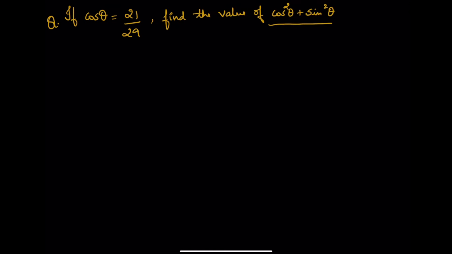In this video, let us try to solve few more problems related to trigonometric functions. So here we have been given the information that cos theta is 21 by 29. We have to find the value of cos square theta plus sin square theta. Let us put this in a diagram. Let's draw a right angle triangle.